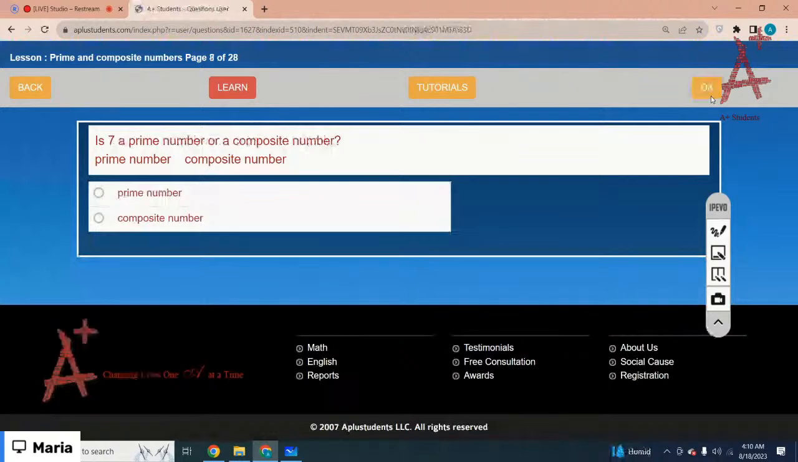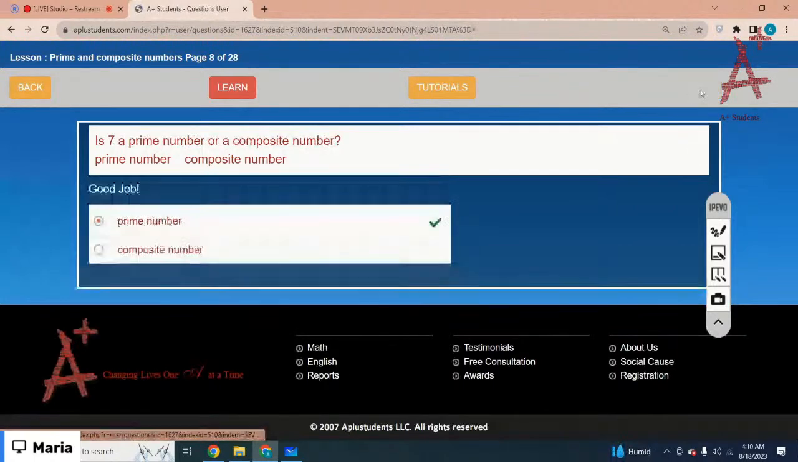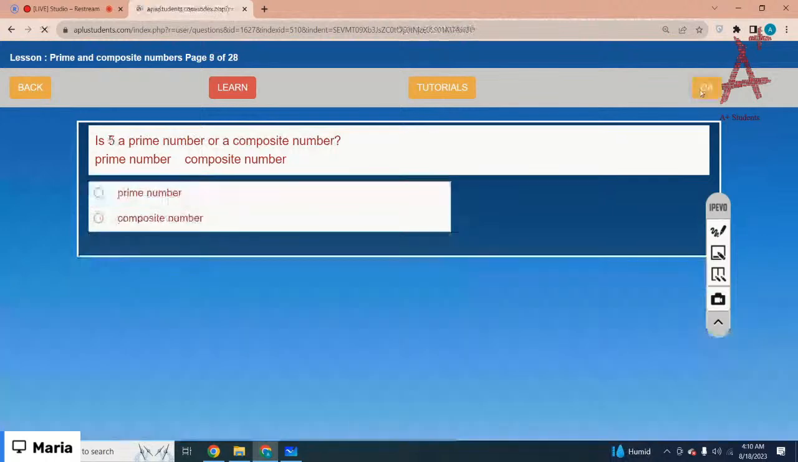So is 7 a prime number or a composite number? Which is the correct option? Yes, 7 is a prime number. The correct option is prime.